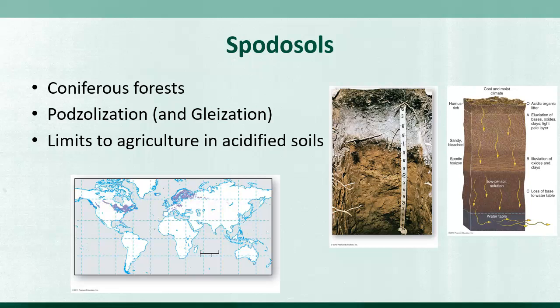The spodosols are one of the northern soils. They are found in areas where there's a lot of podzolization. Podzolization takes place when you have cool, moist climates and things don't decompose very well, sort of the opposite of laterization. But ironically, the same processes happen in podzolization to some extent as happen in laterization.